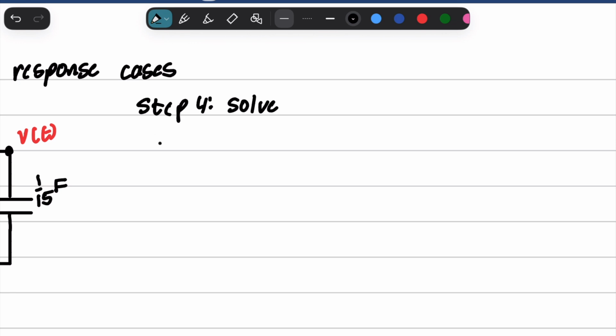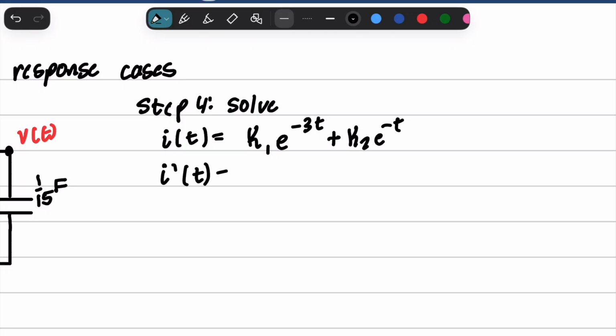it's going to be i of t is equal to k1, some arbitrary constant, e to the -3t, because that's our first root, plus k2 e to the -t, right, -1t. And to find k1 and k2, we're going to need the derivative of the solution. So we're going to get -3k1 e to the -3t minus k2 e to the -t.